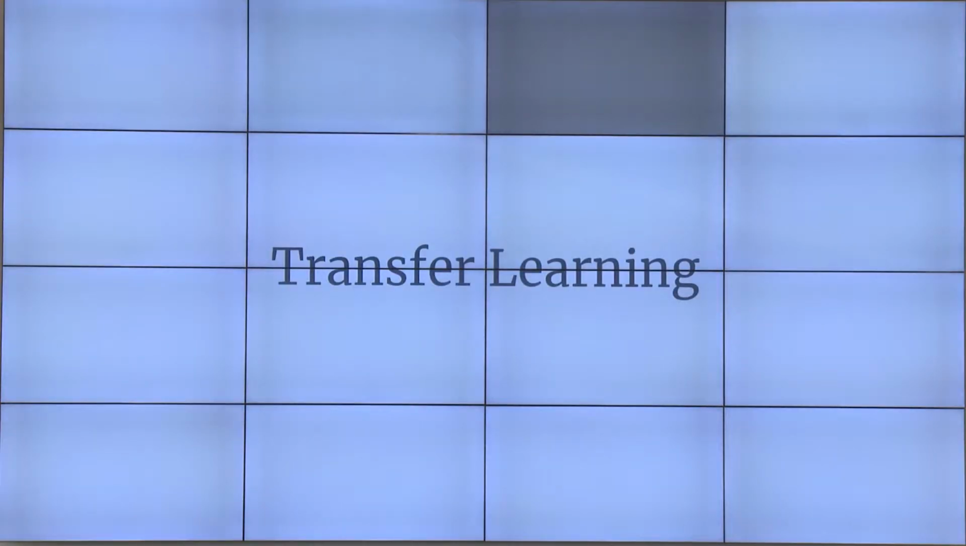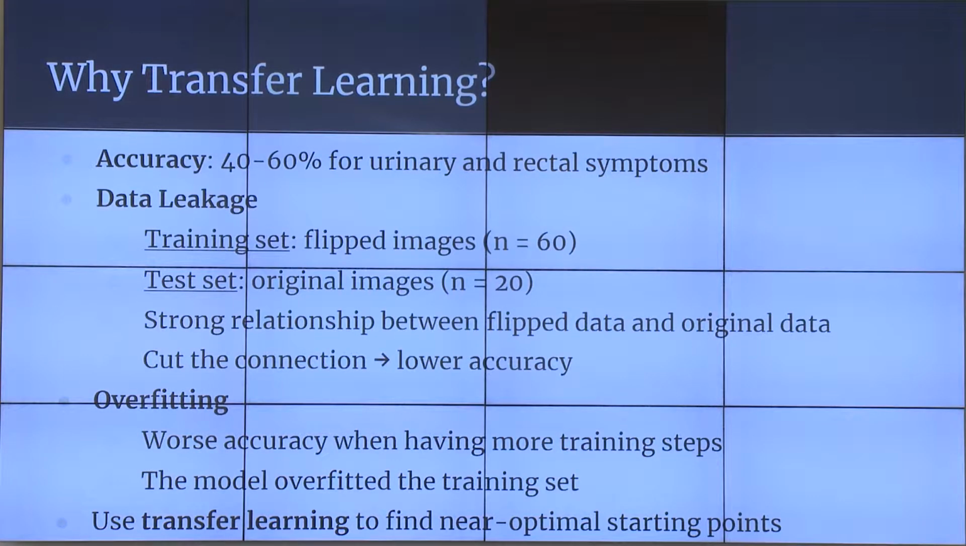Now I'll go into our use of transfer learning in this project. So at the very beginning, when we were making our first attempts at making a convolutional neural network to see if it would be able to predict a binary classifier based on the CT images and the radiation plans, we were getting very bad results. We got an accuracy between 40 to 60% for urinary and rectal symptoms, and there were two main issues that we ran into. We had data leakage.